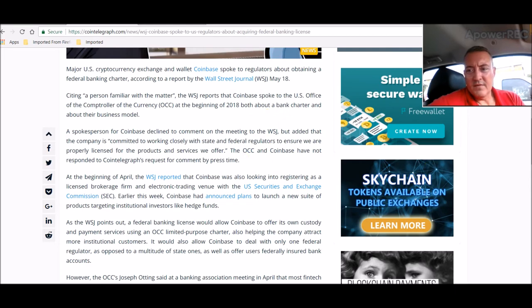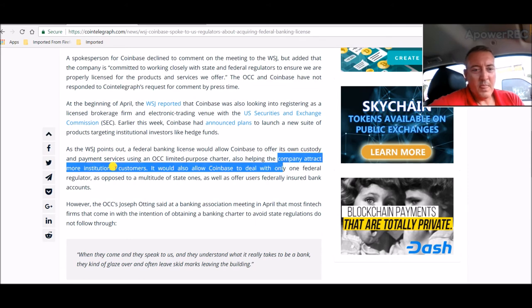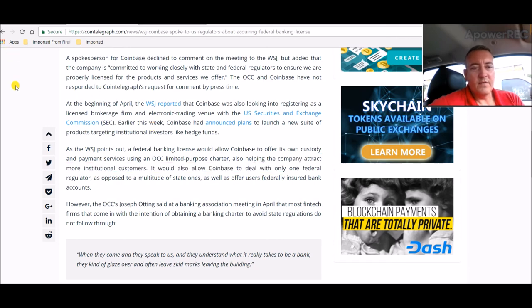Goes on just to talk about adding services they offer. As the Wall Street Journal points out, a federal banking license would allow Coinbase to offer its own custody and payment services using an OCC limited purpose charter, also helping the company attract more institutional customers, which is why I brought that article up. More institutional customers. Again, more and more bullish news about cryptocurrency and them institutional investors coming into the market, and this will obviously help them. It would also allow Coinbase to deal with only one federal regulator as opposed to a multitude of state ones, as well as offer users federally insured bank accounts.